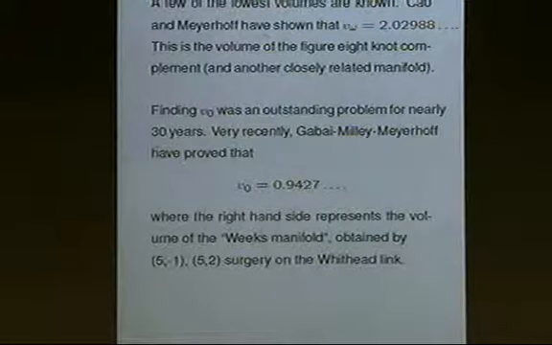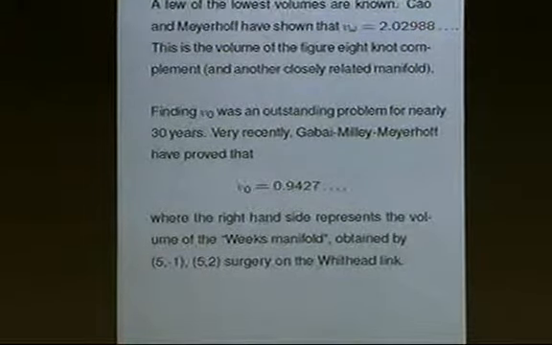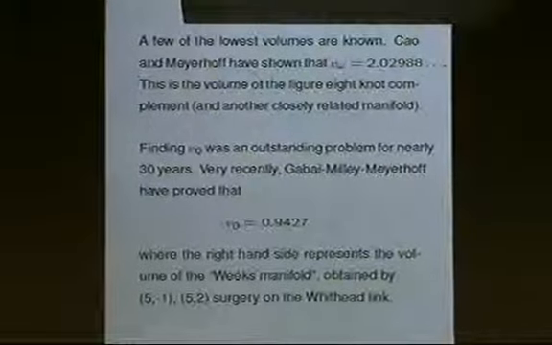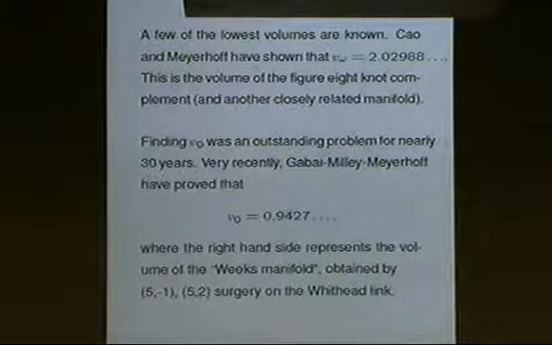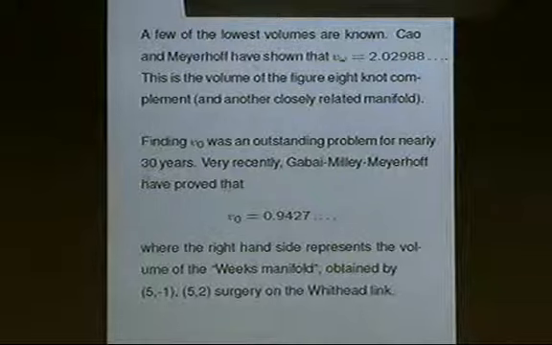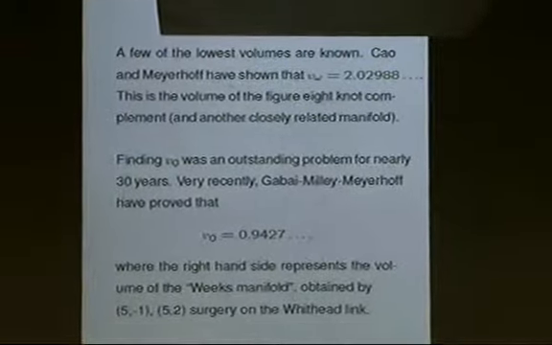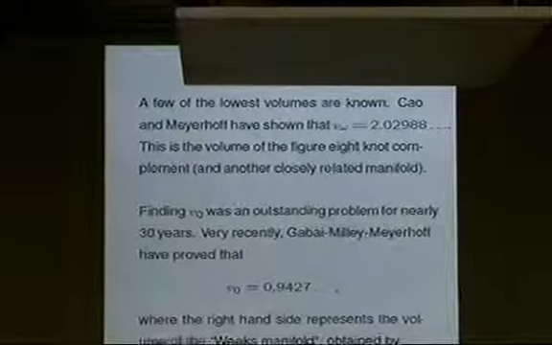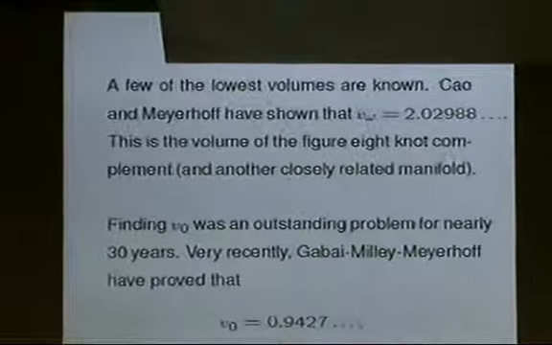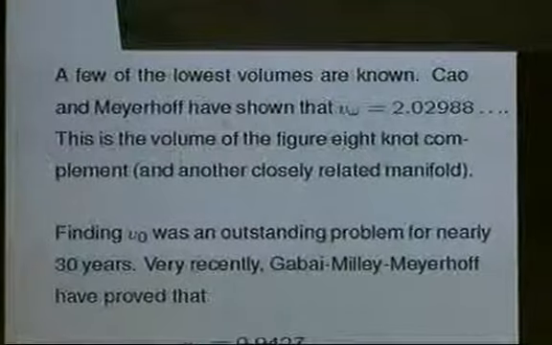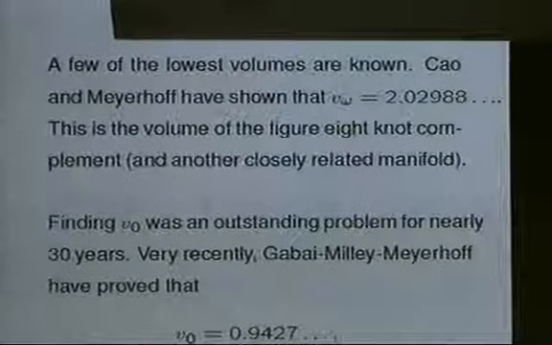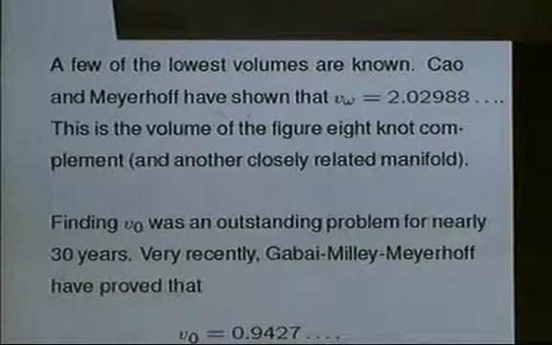So let's see, what's known about some of these last volumes? Well, Chao and Meyerhoff proved that the first limit volume is about 2.09029. It's actually the volume of the figure 8 knot complement. So the example we looked at the other day gives you the smallest possible volume for these cusped manifolds. And there's another closely related manifold with the same volume.